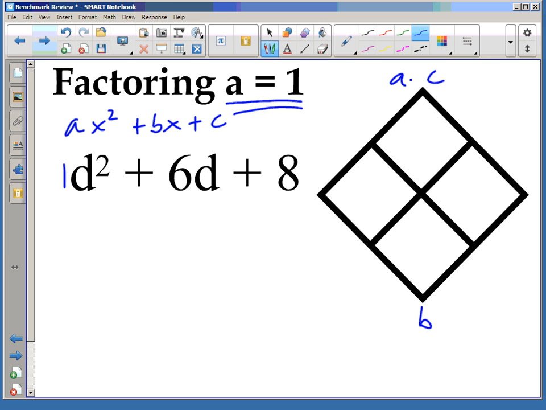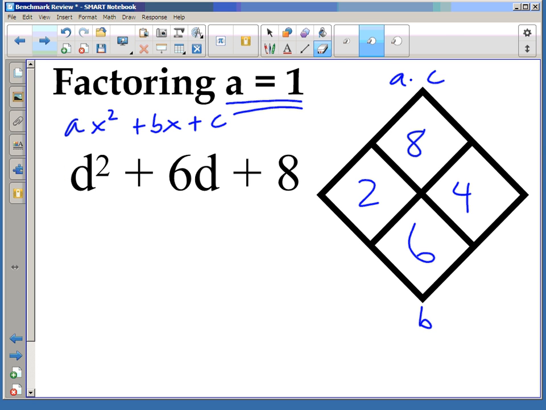A is, in this case, 1. So 1 times 8 is 8. We need them to add up to 6. If you want to list the factors, you can, but it comes pretty quickly that it's a 2 and a 4. I'm going to do this one factoring by grouping and then show you a shortcut. The shortcut only works when a is 1, but this method, factoring by grouping, always works.